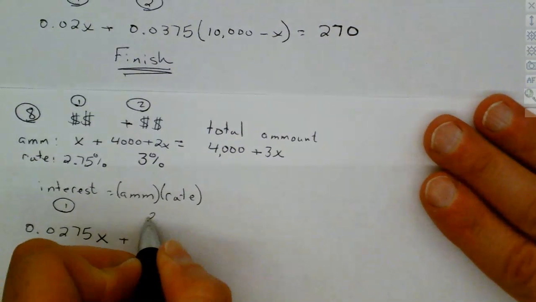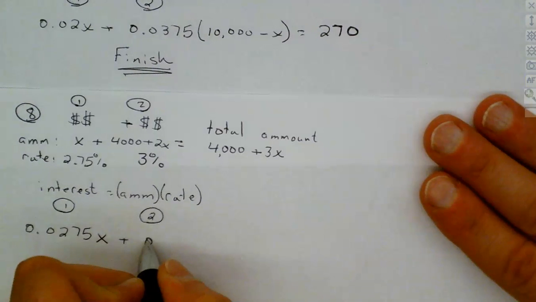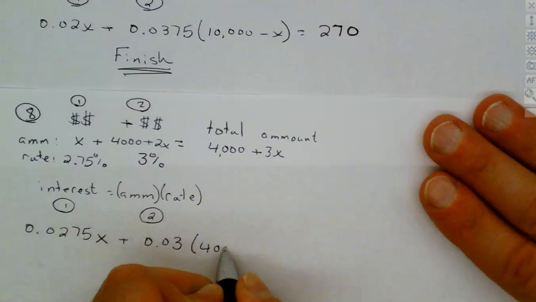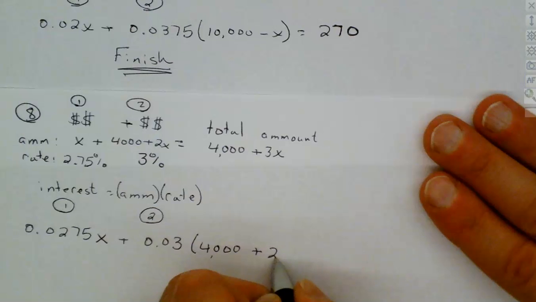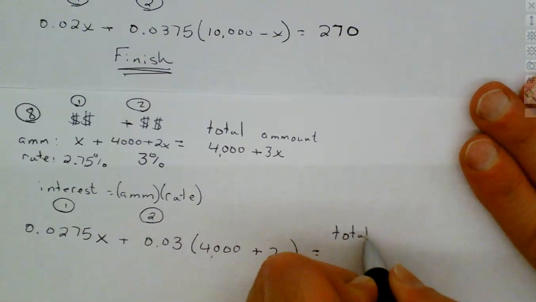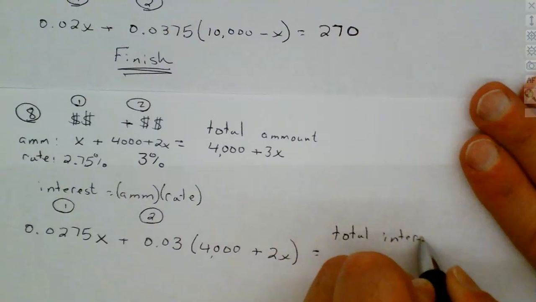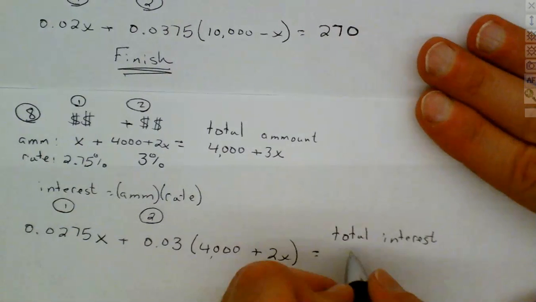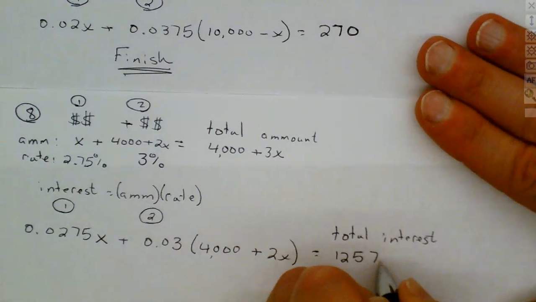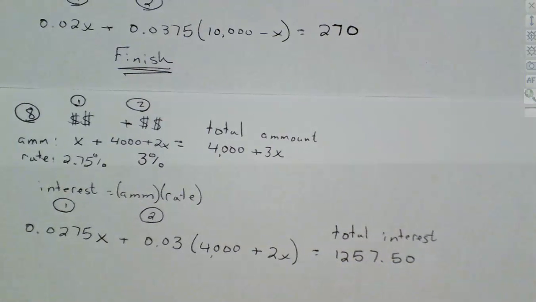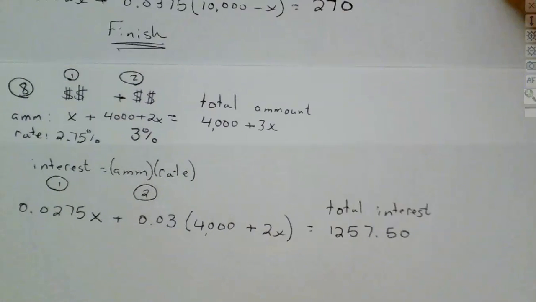Okay, so there's that piece. Second one, 3%, so that's 0.03. How much is in there? 4,000 plus 2x. And what does it give you for the total interest? That comes from the question. Total interest is $1257.50. So there is your equation. Now you're going to have to finish it.